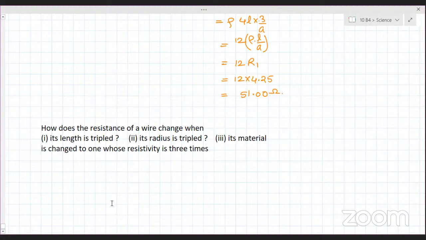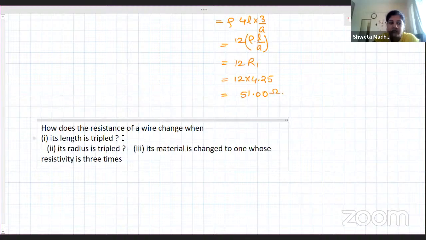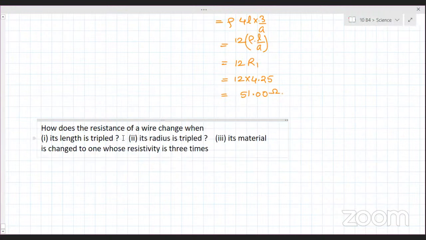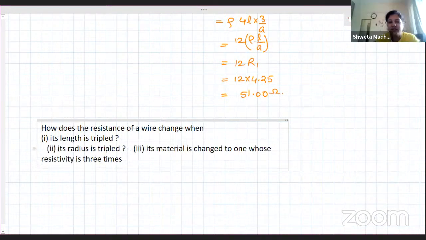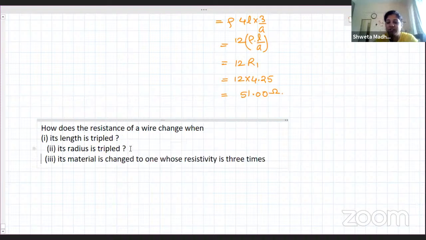Ma'am, does it mean tripled means here 3 times folded? It's not folded anything. They have not told anything about the folding, stretching, nothing they have mentioned. They only told, what is the change in resistance when the length is tripled. They have tripled it, but they have not told it is stretched to make it 3 times.